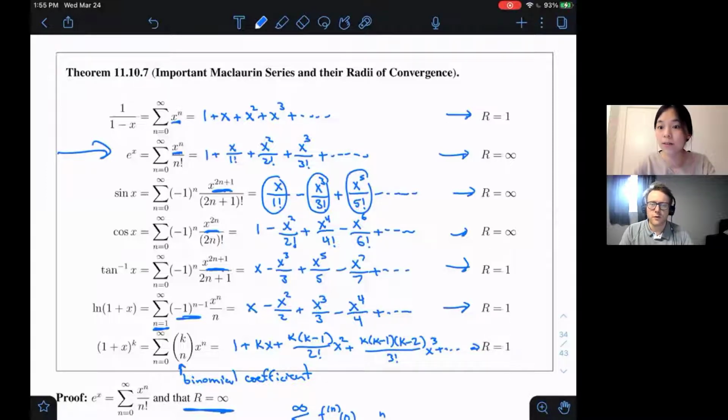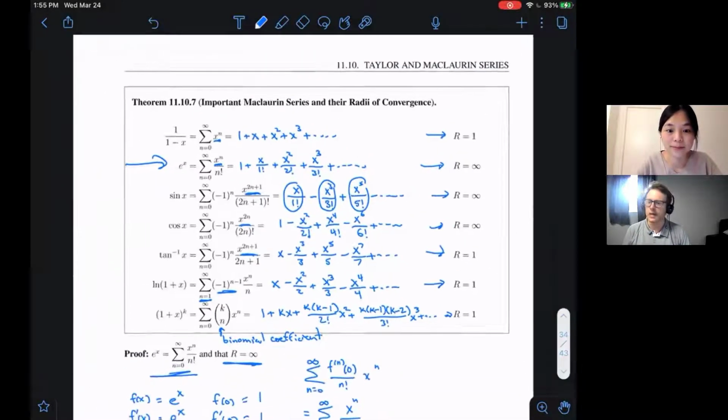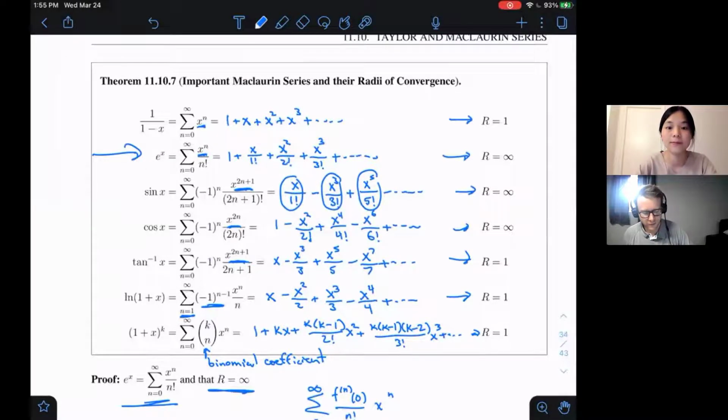And someone asked about Fourier series. Yeah, it's a different type of series where instead of polynomials, you have sines and cosines. Those are nice, but a little bit more complicated than the ones that we're doing here.